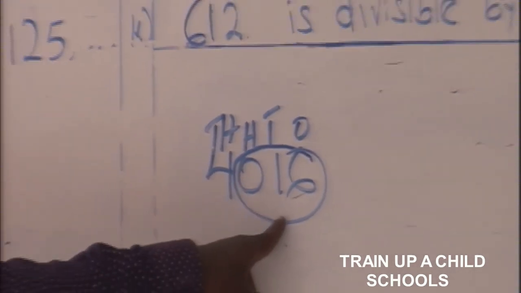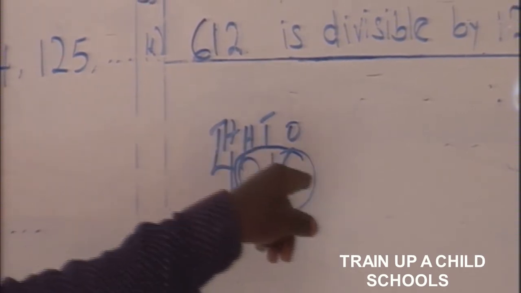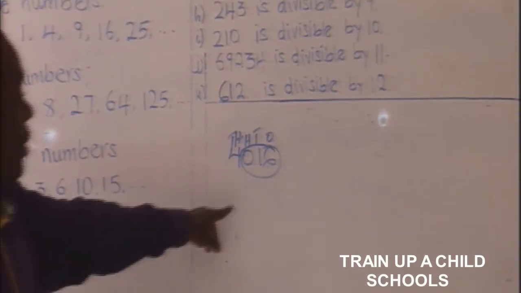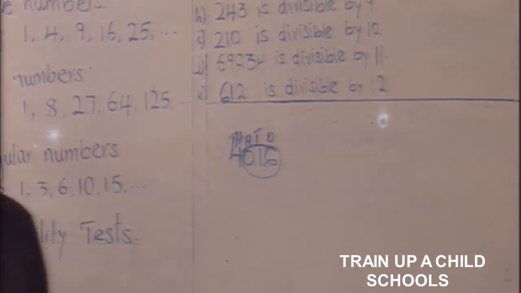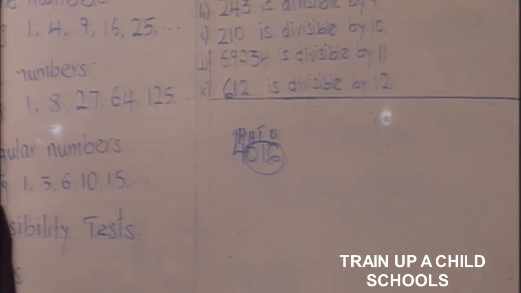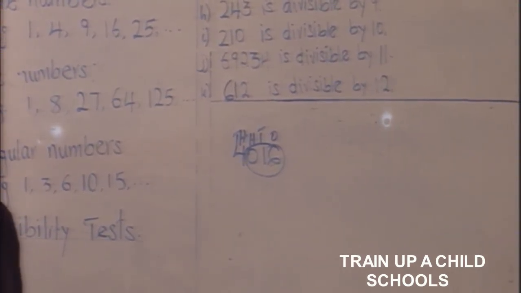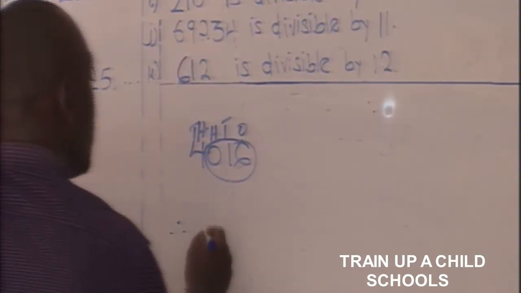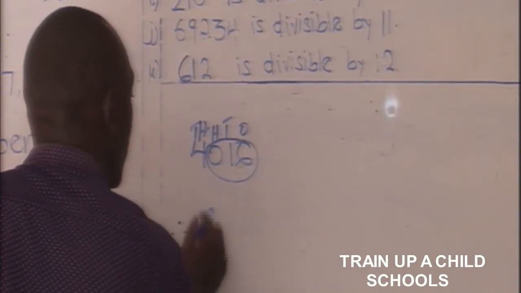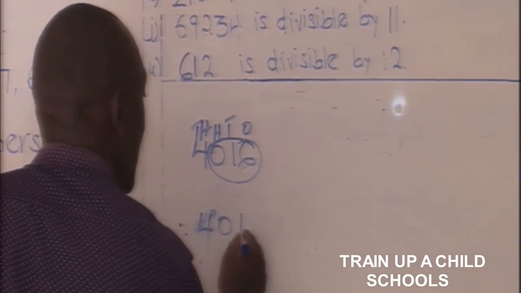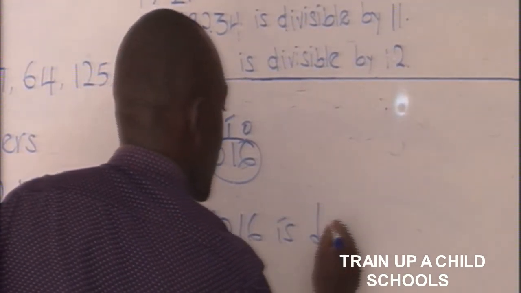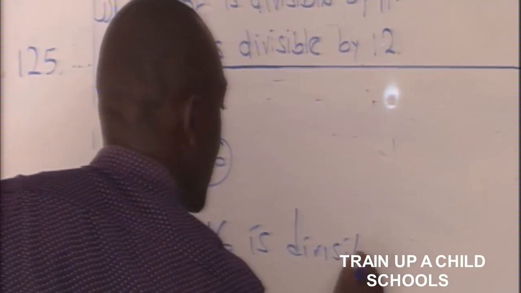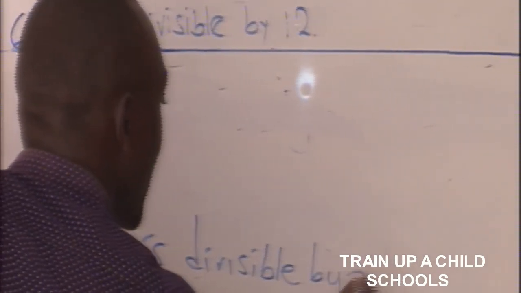What's the figure formed by the digits under ones, tens, and hundreds? Yes, Joseph, good. It is 16. Now, is 16 a multiple of 8? Good. Definitely it's the second multiple of 8. Then if it is a multiple, you say therefore 4,016 is divisible by 8.